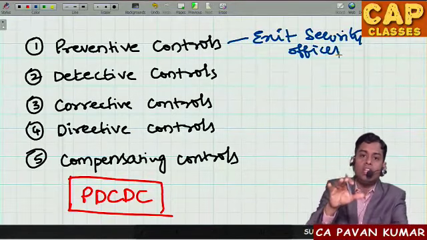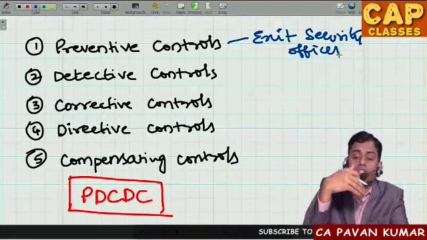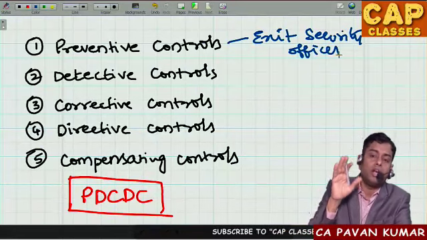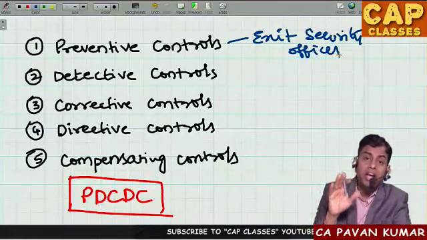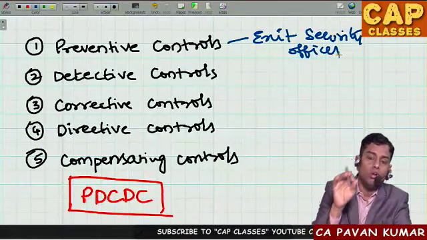To ensure that no one is taking goods out of the store without a proper bill. Billing should be done. Only after that you are allowed to go outside. So this is a preventive control. And another preventive control is in the banking sector, the CIBIL score.